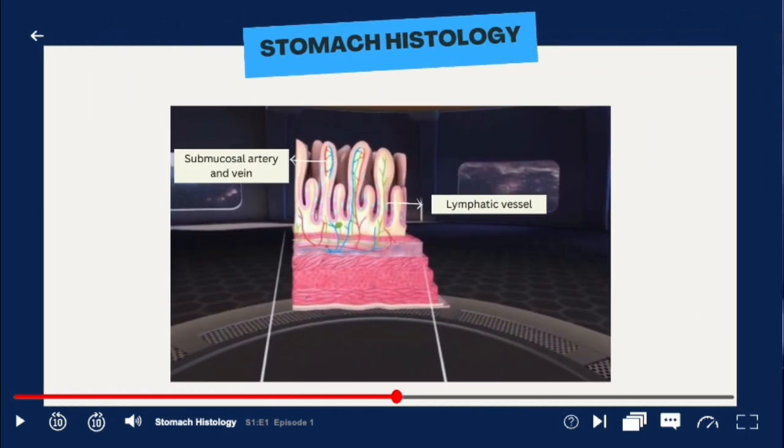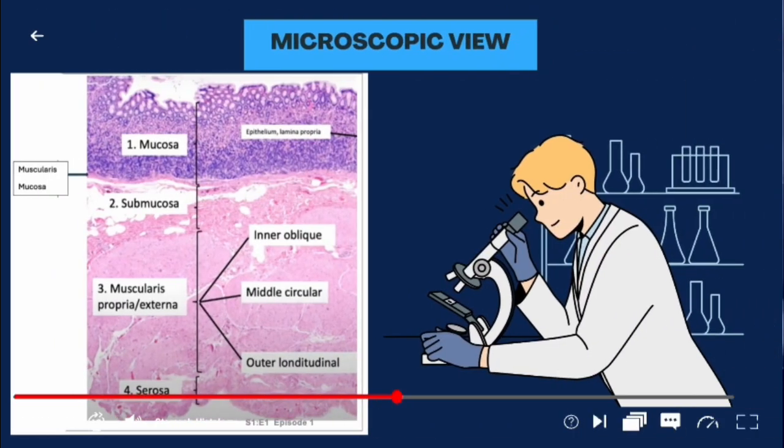As we can see, the layers of the stomach also have connective tissues, such as the submucosa artery and vein, and the lymphatic vessel that supports mucosa and joins mucosa to muscularis. And this is the microscopic view of the layers of the stomach.